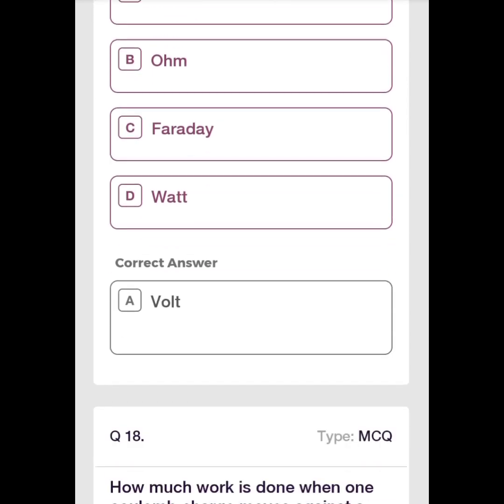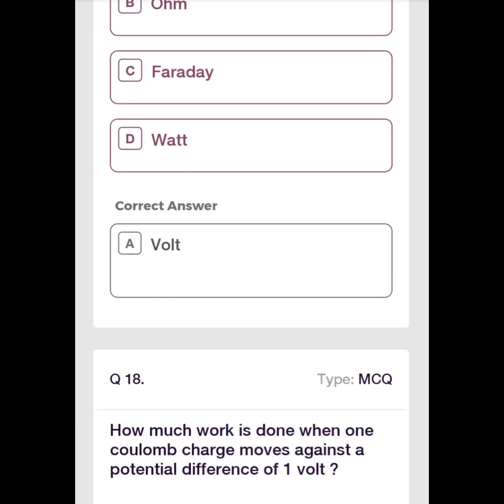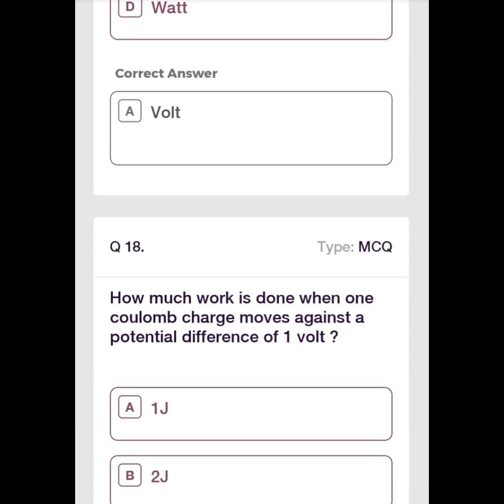Fine. So the answer is volt. The SI unit of potential difference is volt. How much work is done when 1 Coulomb charge moves against a potential difference of 1 volt?